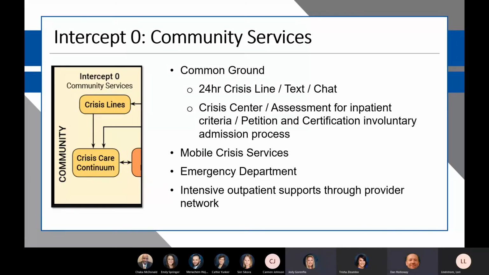The petitions can really come from anywhere. They come a lot from the community, but they can come from probate court, Oakland County Jail. They can come from law enforcement, police, the sheriff's department, any of our providers, family members, really any members of the public.